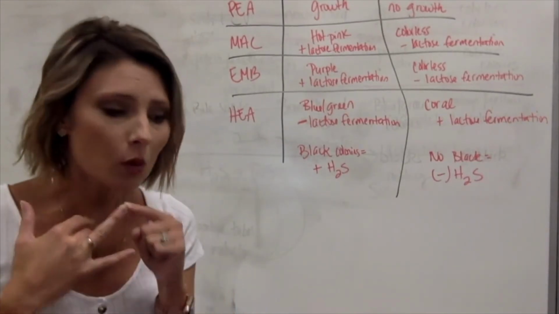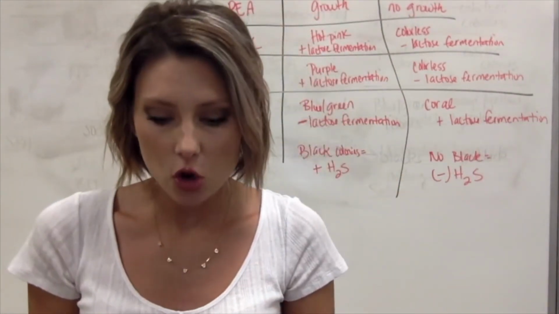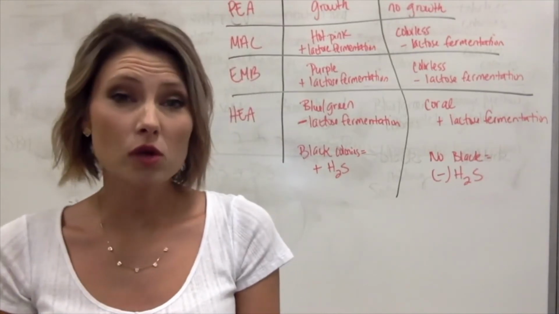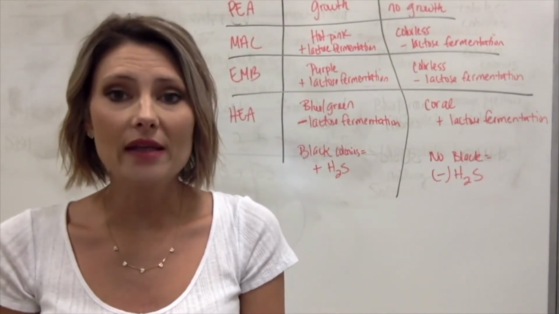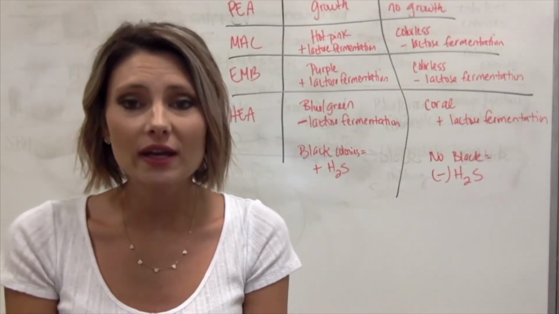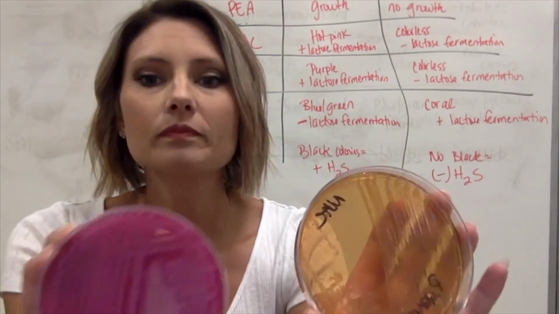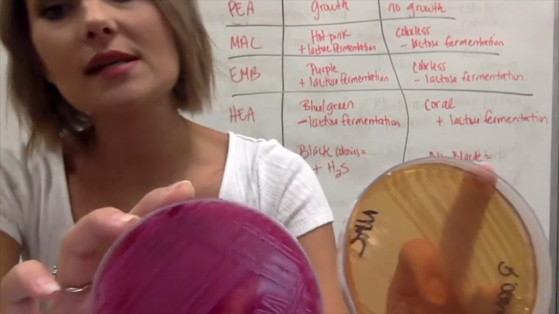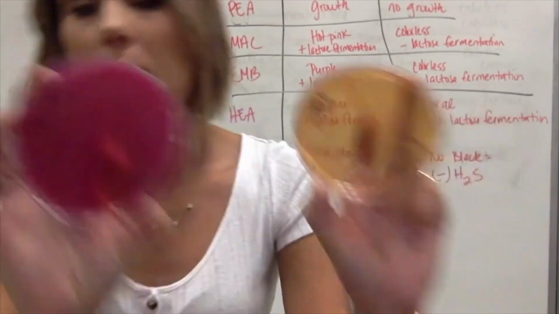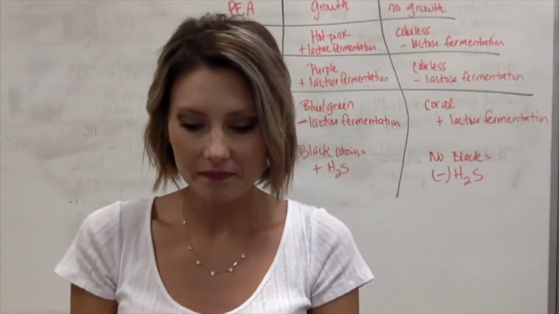So we're going to start out with the MacConkey plate. Okay, so here's my MacConkey plate. Again, remember we're specifically looking for E. coli, or a gram-negative lactose fermenter. So first of all, it has to be a gram-negative organism for it to grow. If you see, both of my MacConkey plates have growth on them. So both of these organisms are gram-negatives that I streaked on my MacConkey plate.